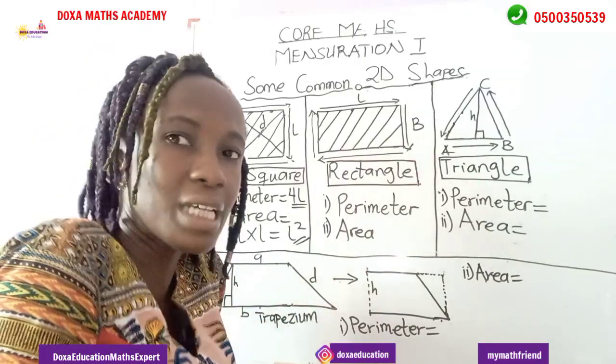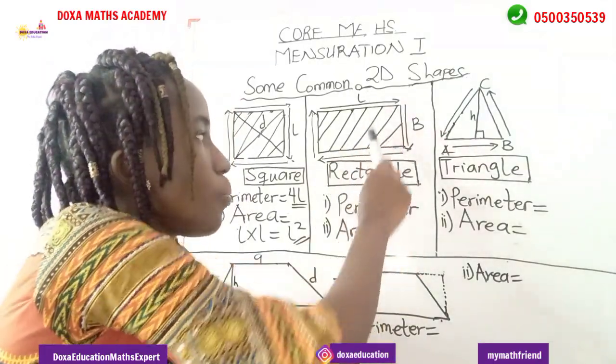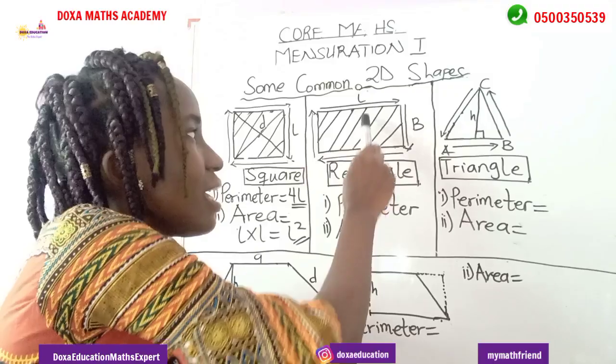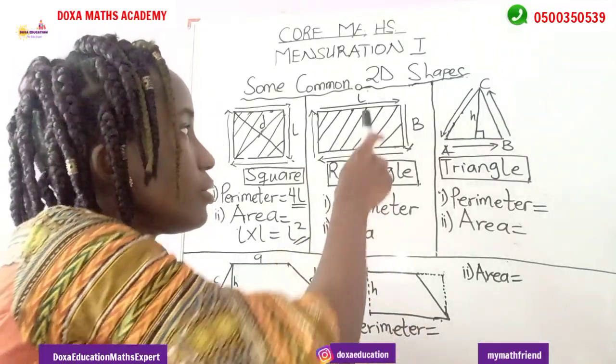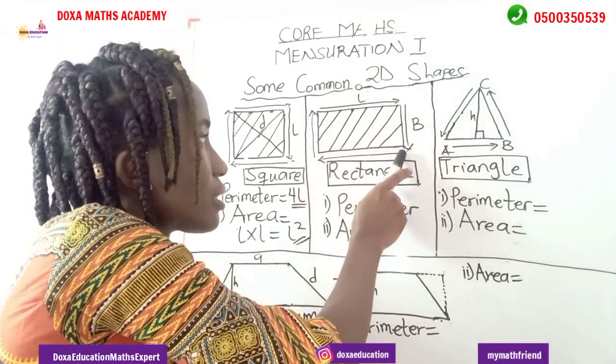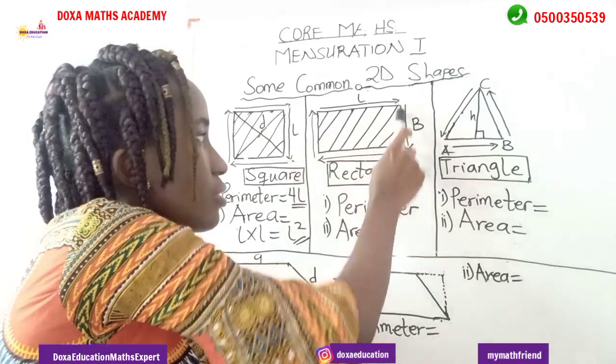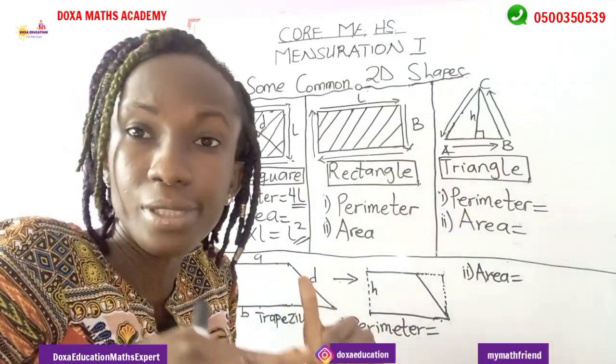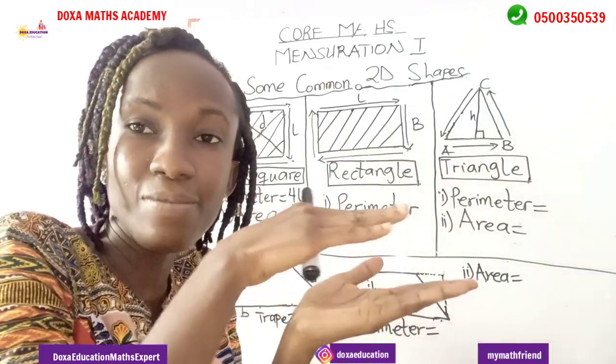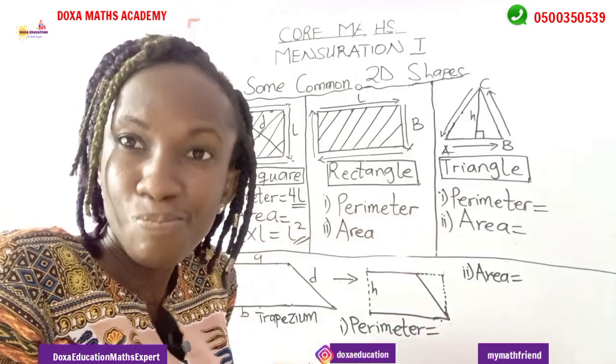With a rectangle, all sides are not equal. It's only the opposite sides that are equal and parallel. So this side is parallel to this and also equal. This side is parallel to this and also equal. So they are parallel means that they are moving towards the same direction but never meeting.